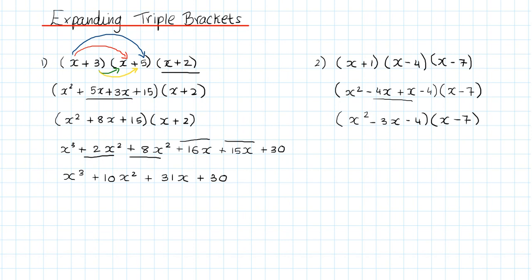Now I'll go on and do the same thing as last time. So I'll first multiply x squared with x and then x squared with minus 7. So x squared times x is x cubed. x squared times minus 7 is minus 7x squared. The next thing I'm going to do is multiply minus 3x by x to give you minus 3x squared. And then I'm going to multiply minus 3x by minus 7. That's plus 21x.